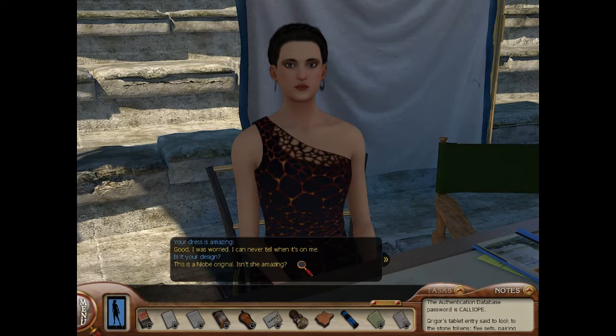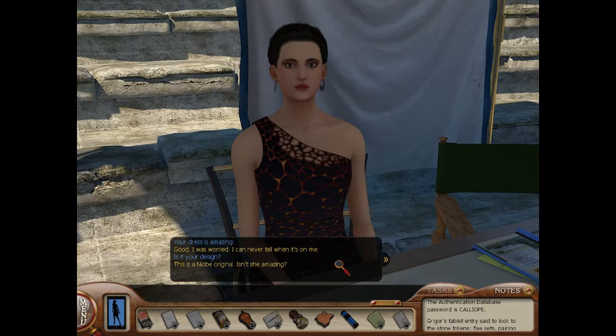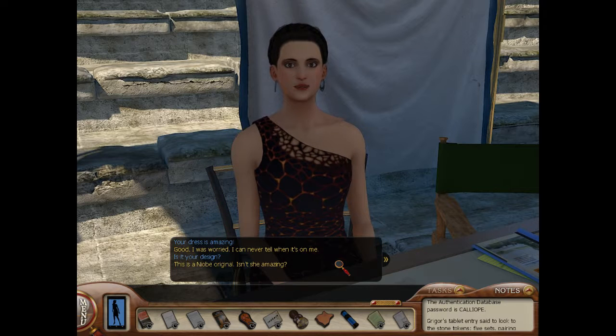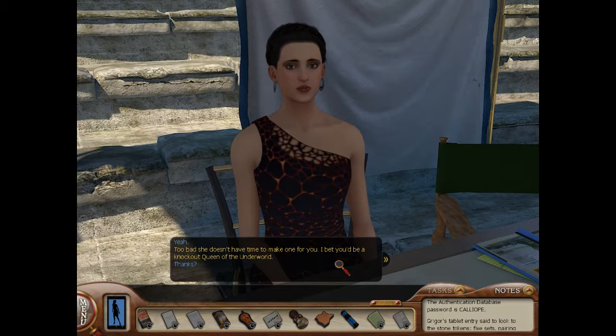Oh, your dress is amazing. Good. I was worried. I can never tell when it's on me. Is it your design? This is a Niobe original. Isn't she amazing? Yeah. Too bad she doesn't have time to make one for you. I bet you'd be a knockout queen of the underworld. Thanks.